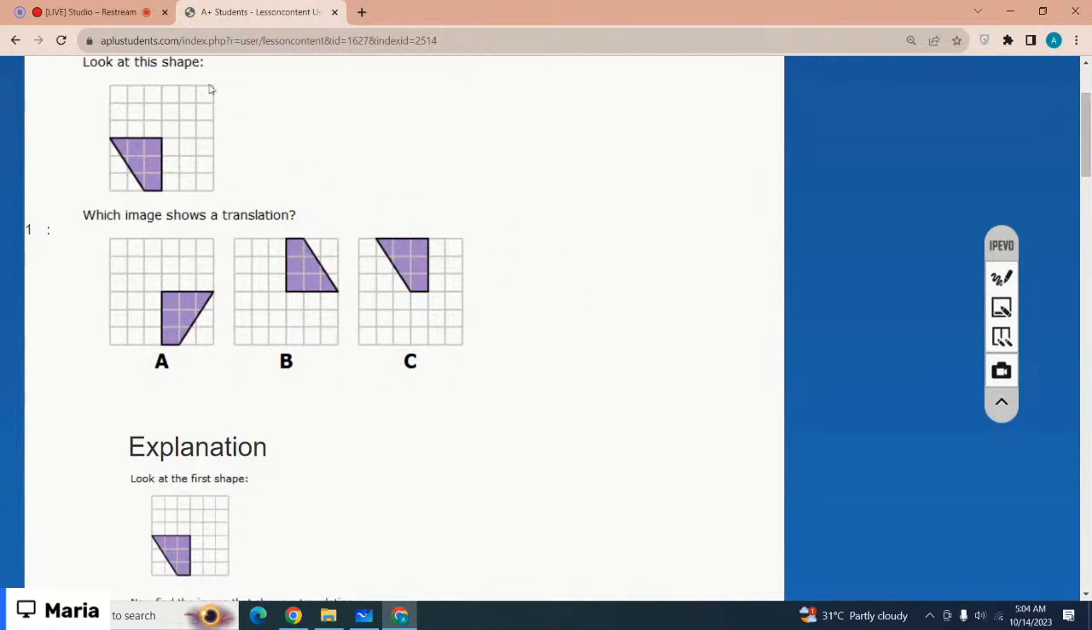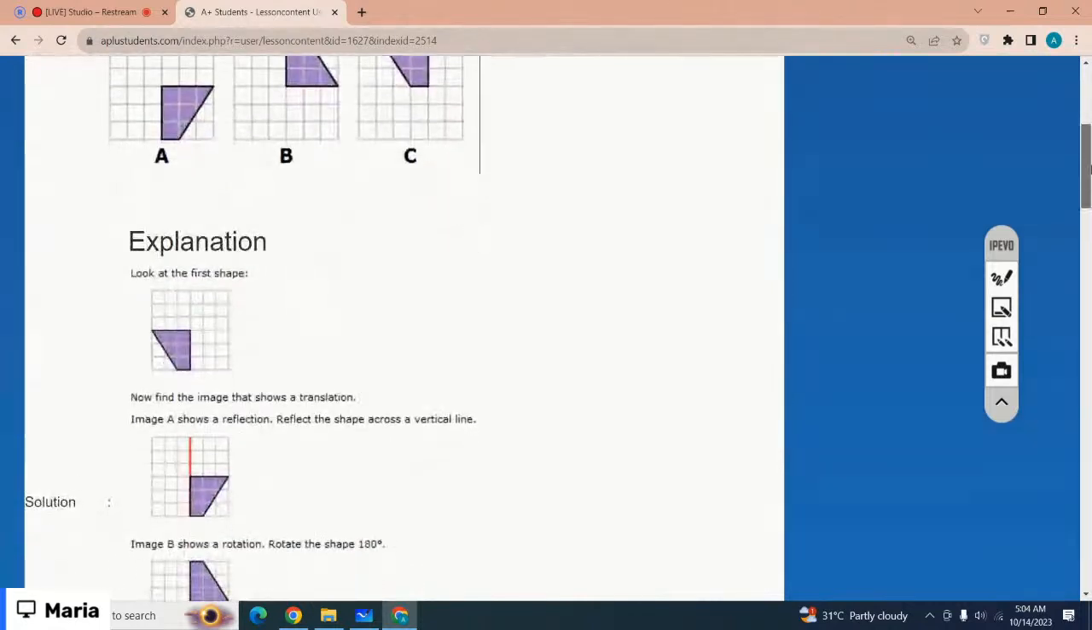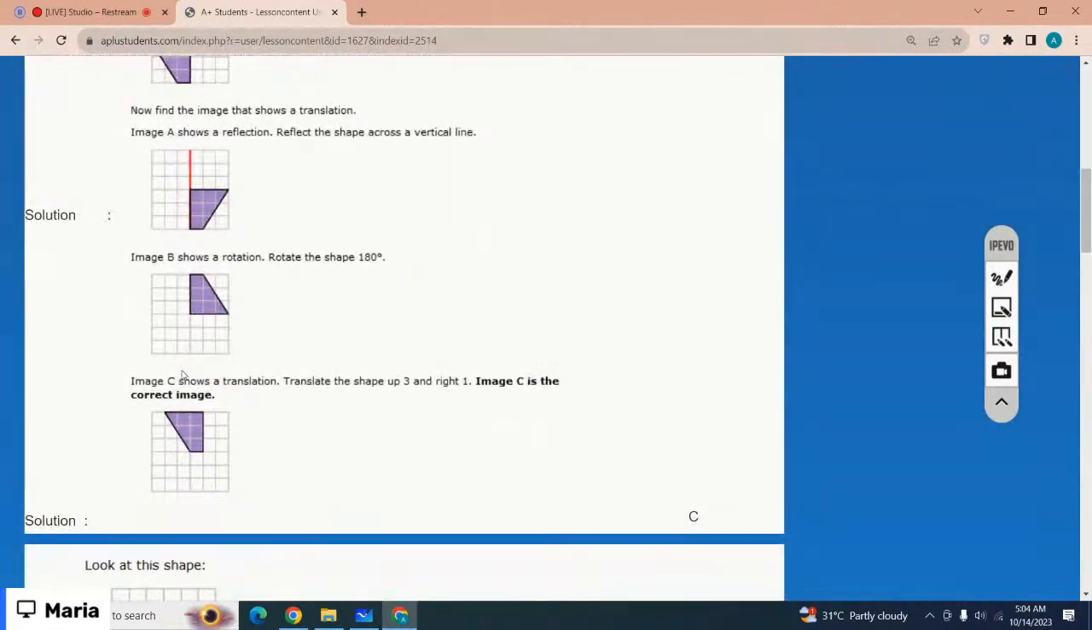And in C, the whole image is moved from this space to this space. That is the translation. Image C shows a translation. Translate the shape up 3 and right 1. You move the image 3 points up and right 1. So C is the correct image, C is the translation. Got it? When you translate the image, all the coordinates are exactly new.